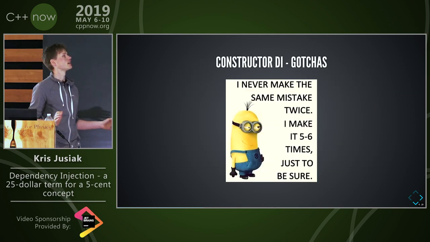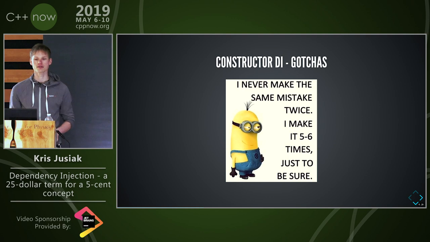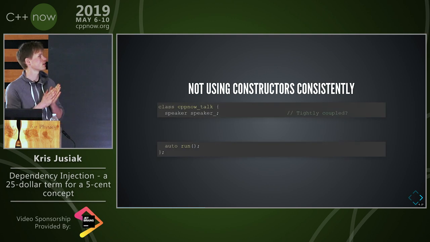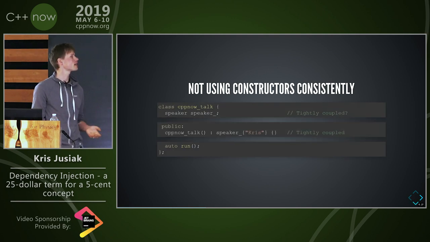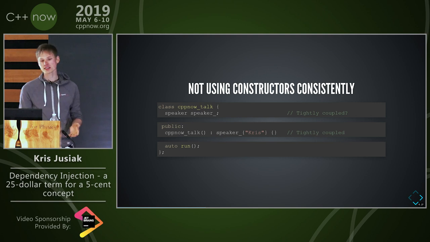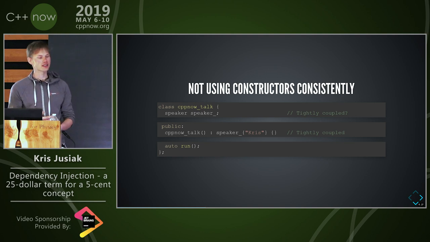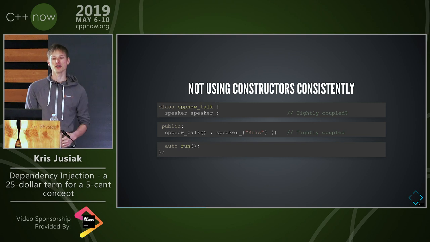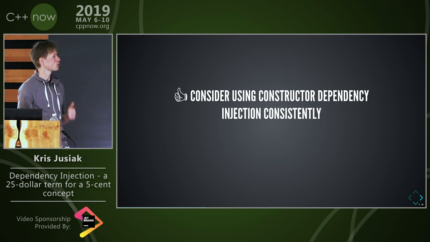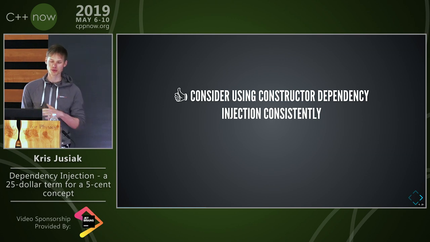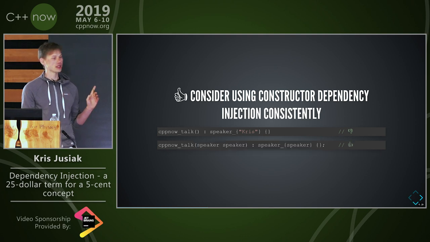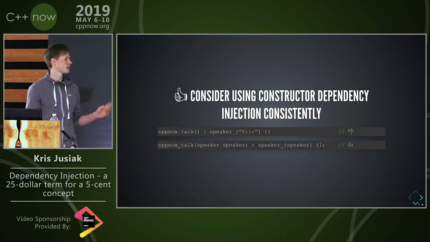But there are tons of gotchas with DI, which we'll discuss right now. The first one is not using the constructor consistently. For example, if you have a speaker, and the speaker has a constructor, but we don't pass the speaker via the constructor into the talk, then we introduce coupling again. So let's not do that. Let's pass the speaker into the talk instead. We always want to be consistent about passing it. When we started with it, let's do it all together. So that's bad, but that's good. That's coupling and that's not coupling.